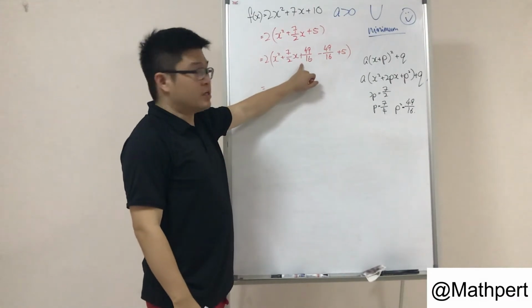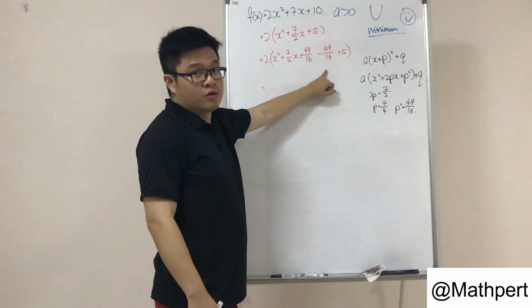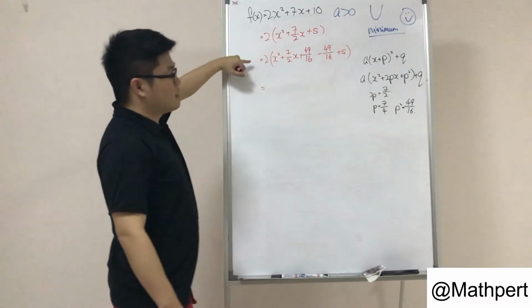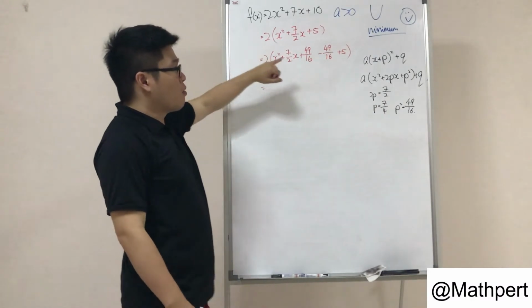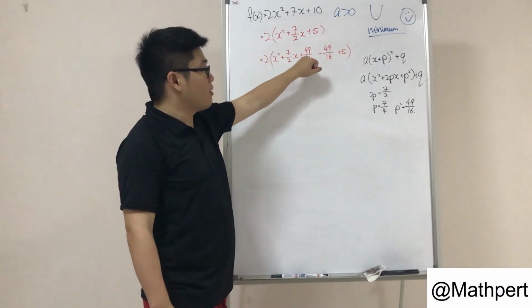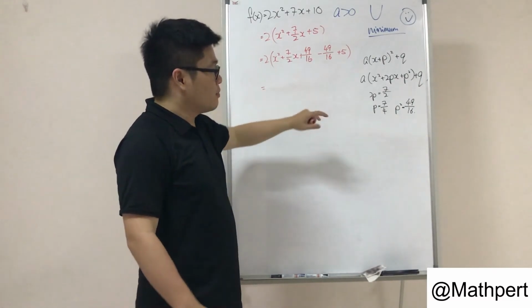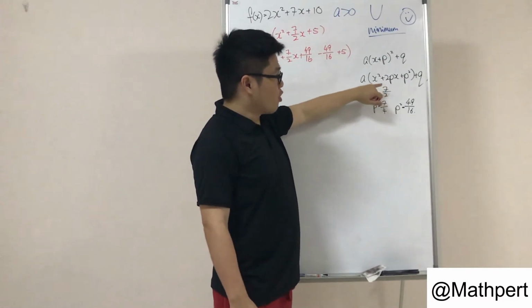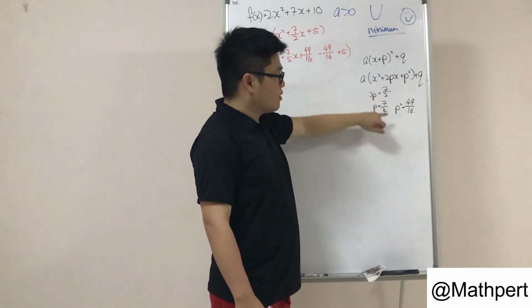Plus 49 over 16 and minus 49 over 16 is 0. So this third line and the second line are the same. But why do we need to add 49 over 16? Because we need to convert this from this form into this form.